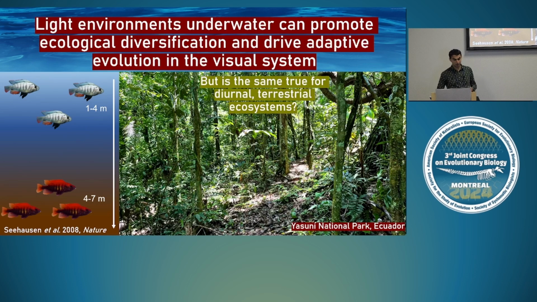But we actually know relatively little about whether these same ecological and evolutionary processes can manifest themselves in a diurnal terrestrial environment, like a tropical rainforest, which are obviously very complex habitats, but differences between the light environments within these habitats is likely to be a lot subtler than in, say, an African Great Lake.